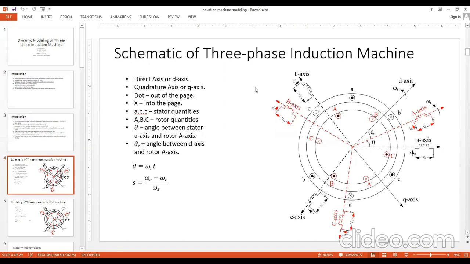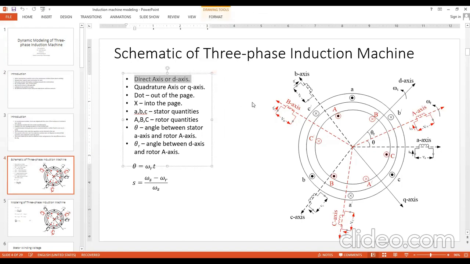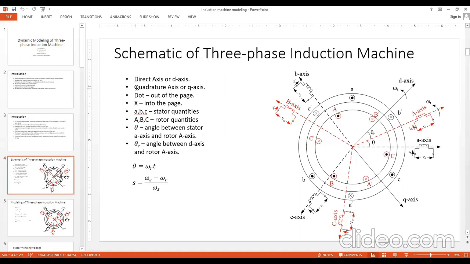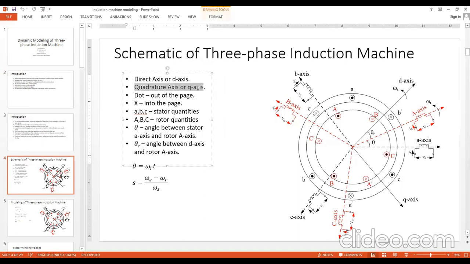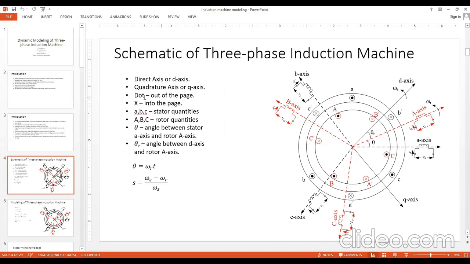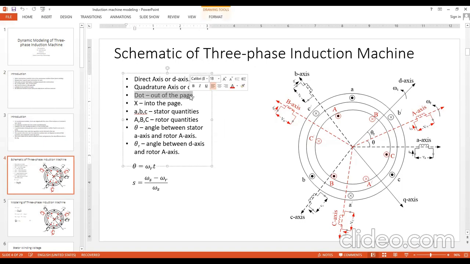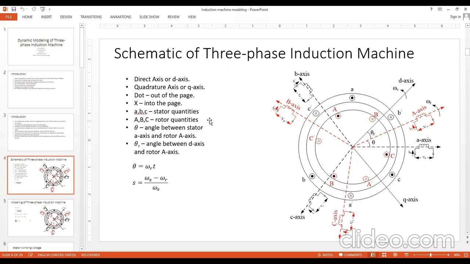Like the three-phase synchronous machine, here also we are assuming that we have a direct axis, or the D axis in short, and along with that we have a quadrature axis, or in short the Q axis. The current directions, like the synchronous machine case, here also we assume the dot representation means the current is flowing out of the page, and the cross means the current is going into the page. The small a, b, c were the representatives for the three-phase stator quantities, and the capital A, B, C were the representatives for the rotor quantities.